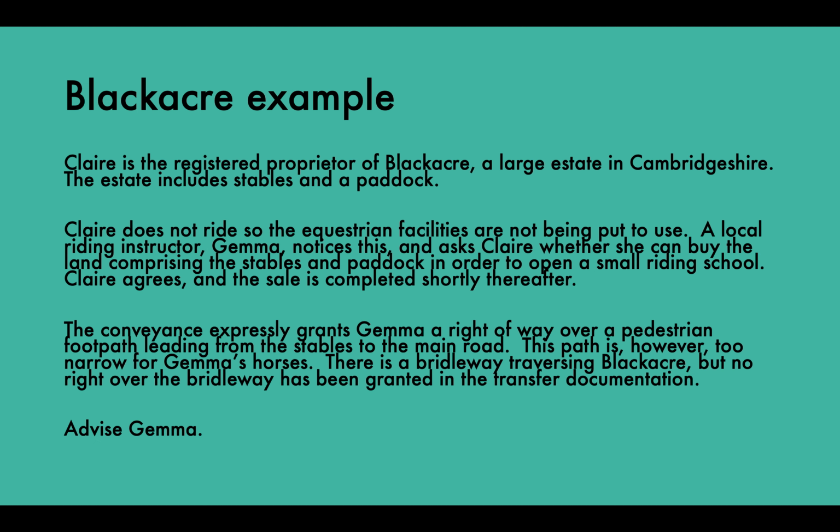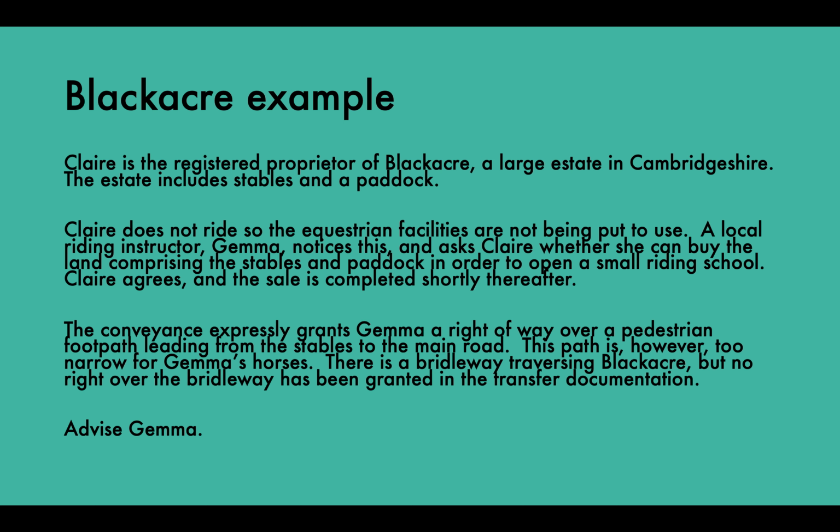Clare is the registered proprietor of Blackacre, a large estate in Cambridgeshire. The estate includes stables and a paddock. Clare does not ride, so the equestrian facilities are not being put to use. A local riding instructor, Gemma, notices this and asks Clare whether she can buy the land comprising the stables and paddock in order to open a small riding school. Clare agrees and the sale is completed shortly thereafter.